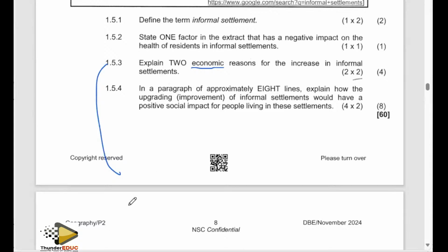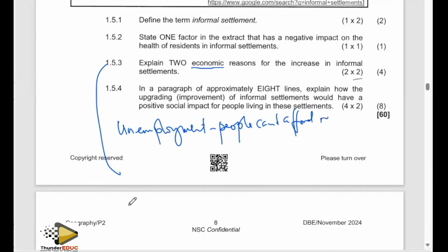unemployment. There's high unemployment. It's an economic reason. Talk of unemployment. High unemployment. How is unemployment contributing towards development of informal settlements? People cannot afford rentals in formal settlements. Because of unemployment, they don't have a source of income, therefore they can't afford paying the rentals in the formal settlements or affording building their own houses, which are formal.